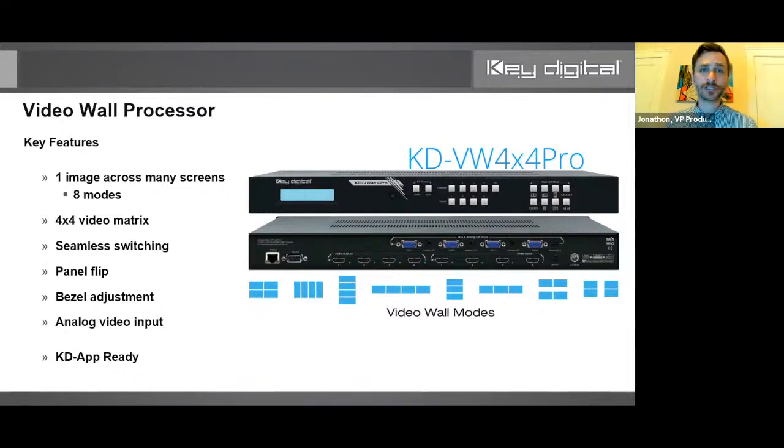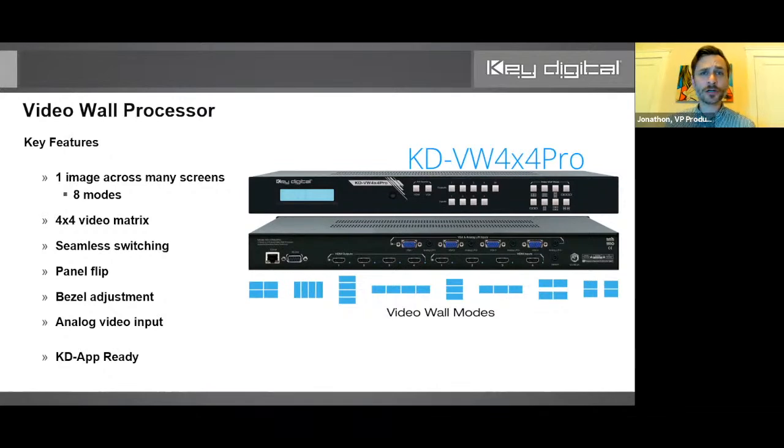We have a few ways of achieving that, beginning with our video wall processor standalone unit, KD-VW4x4Pro. It has 8 different modes that we see across the bottom there. We're going to take a closer look in a moment. It's also a seamless matrix. That means as you switch from source 1 to source 2, source 3, 4, back around to 1, and so on, you're not going to have any break on your screen. That's really big, even if you're not using it as a video wall processor.